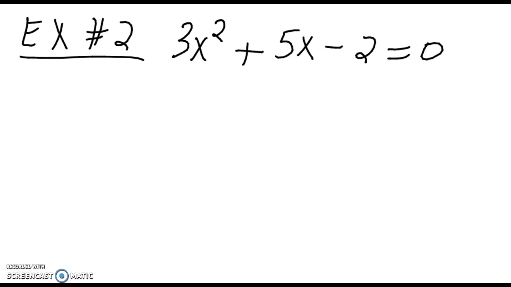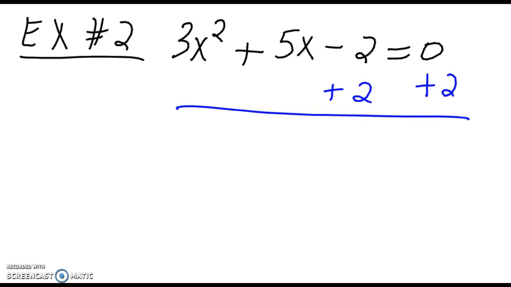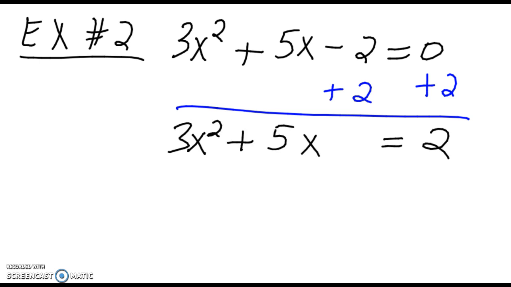First, let's begin by moving our constant to the other side of the equal sign by adding 2 to both sides. And the result will be 3x squared plus 5x equals 2. Now, we want to divide each term by 3 because that is the leading coefficient. So we want to divide everything by 3.